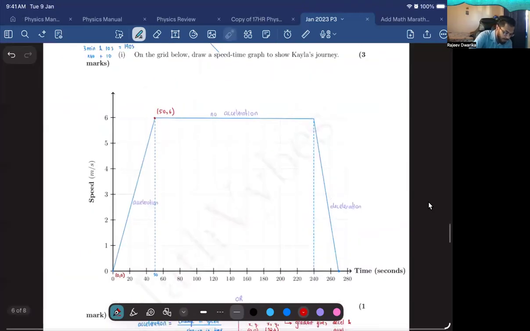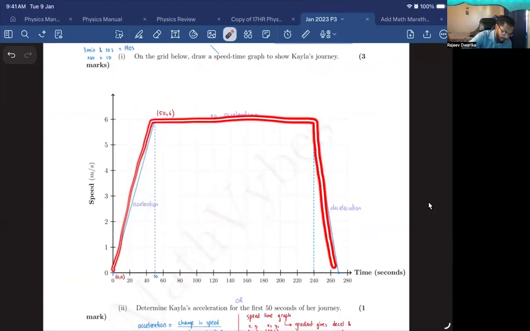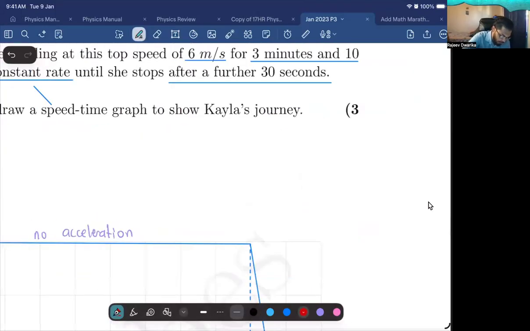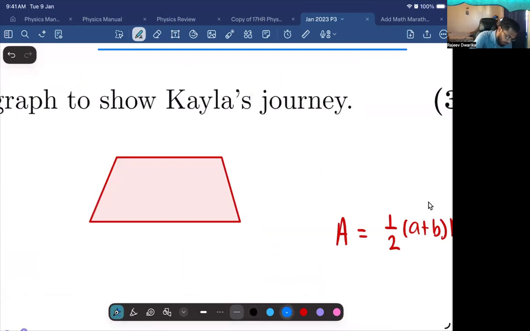So what kind of shape do I have here, guys? A trapezium, right? Could somebody just remind me what the formula for a trapezium is? Half of a plus b, times height. And you need to understand that a and b are just the parallel lengths. So watch this. If I have a trapezium here, this would be A, that would be A, and this would be B. A and B are just the parallel lengths, and this would be your perpendicular height.